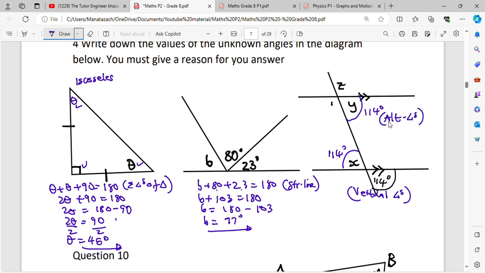Alternating angles are equal. And then for z and y, they are both on a straight line. So here you'll have z plus y, which is 114, equal to 180 degrees. The reason you'll say is supplementary angles. Then z is 180 minus 114. That means your z is 66 degrees. So that's it for the third question.